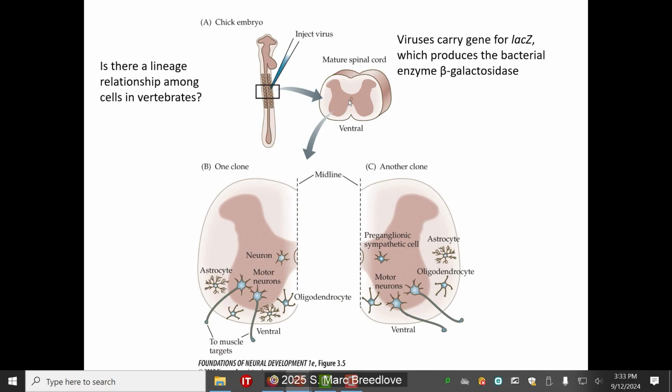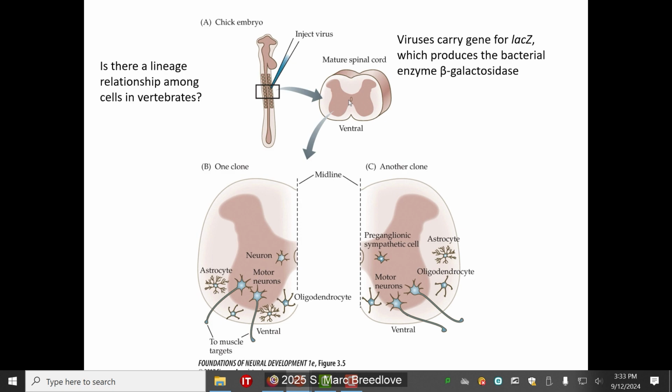And there's a very simple reaction you can do. And so now you can see, as the spinal cord grows up, a little cluster of cells that are all showing this blue color. And therefore, they all derive from a single cell, a single progenitor. And wouldn't it be interesting if some cluster of blue cells, we can call them a clone, were all motor neurons, and another cluster of blue cells were all astrocytes, and another cluster were all oligodendrocytes? It would have been cool, and that's exactly not what was seen.